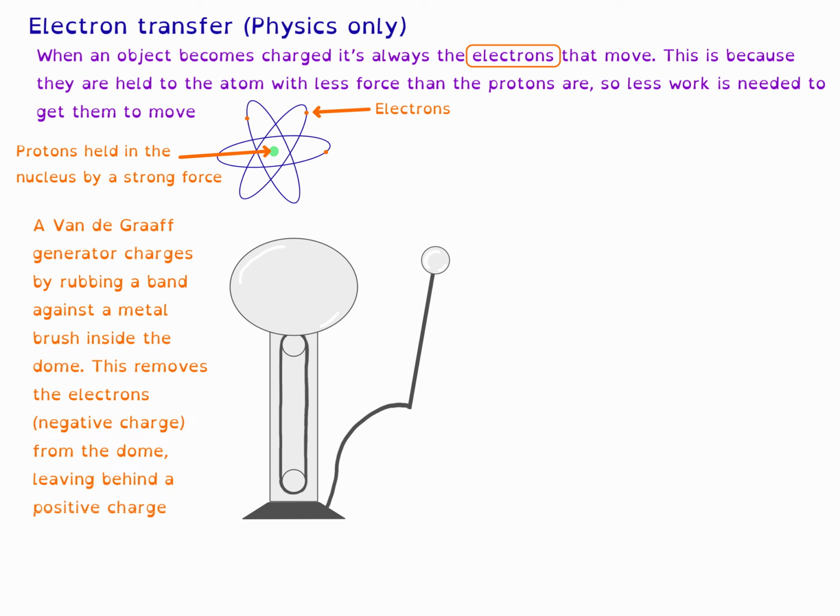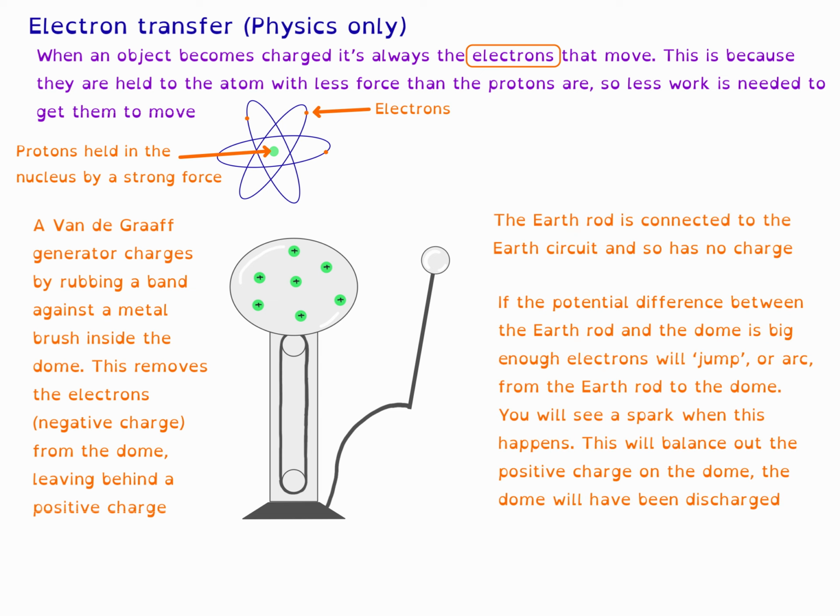A Van de Graaff generator charges by rubbing a band against a metal brush inside the dome. This removes the electrons, negative charge, from the dome, leaving behind a positive charge. The earth rod is connected to the earth circuit and so has no charge. If the potential difference between the earth rod and the dome is big enough, electrons will jump or arc from the earth rod to the dome. You will see a spark when this happens. This will balance out the positive charge on the dome and the dome will have been discharged.